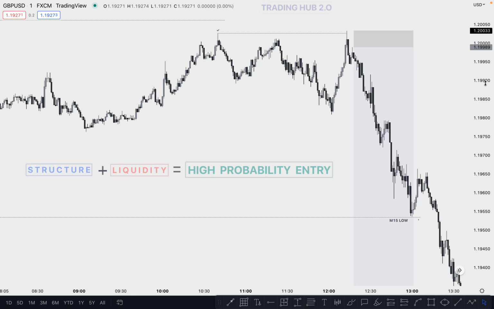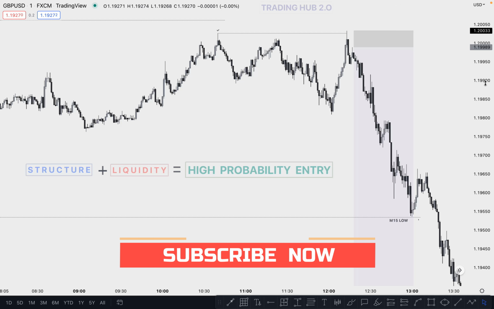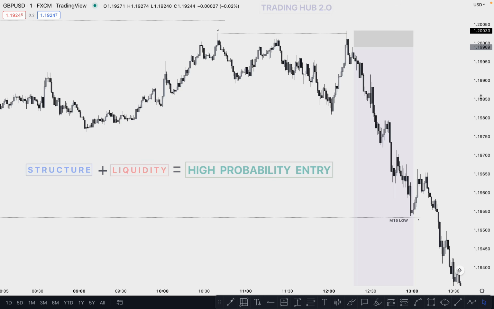So most of the traders, more than 90% of traders, don't know exactly how to mark structure in a correct way. The same thing applies in the liquidity case. Most of the traders don't know exactly where the liquidity is, how we can identify it, and how we can trade it. So in this video, I'm going to show you exactly how we can read market structure, identify where the liquidity is, and get a high probability entry.